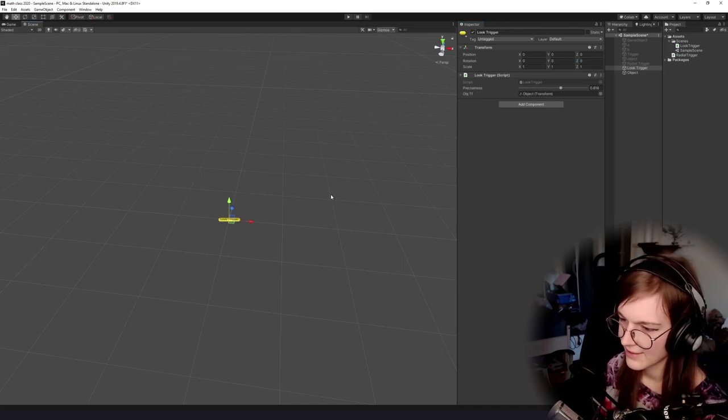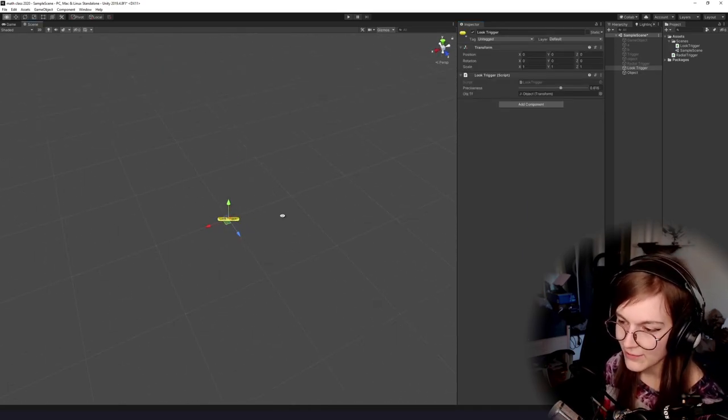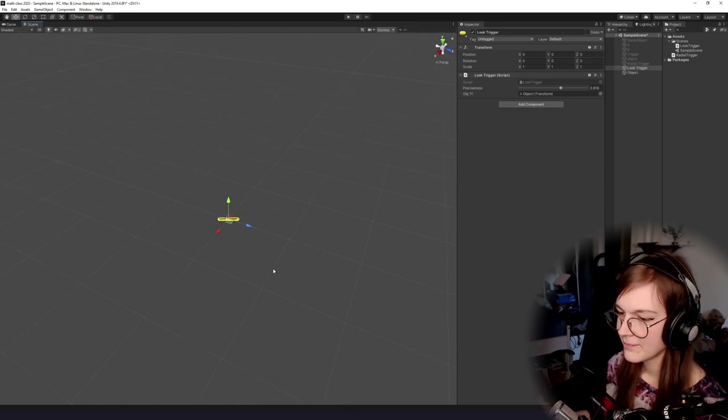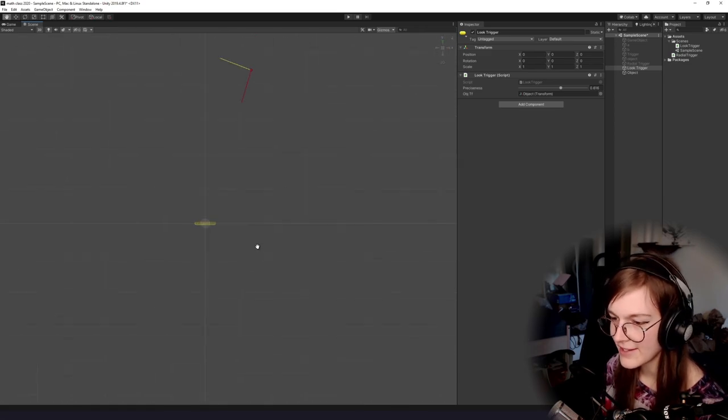So we can just, there we go. So these axes are now aligned with the world space axes. Okay, but for now, we can just think about 2D. We don't actually need to go 3D yet.